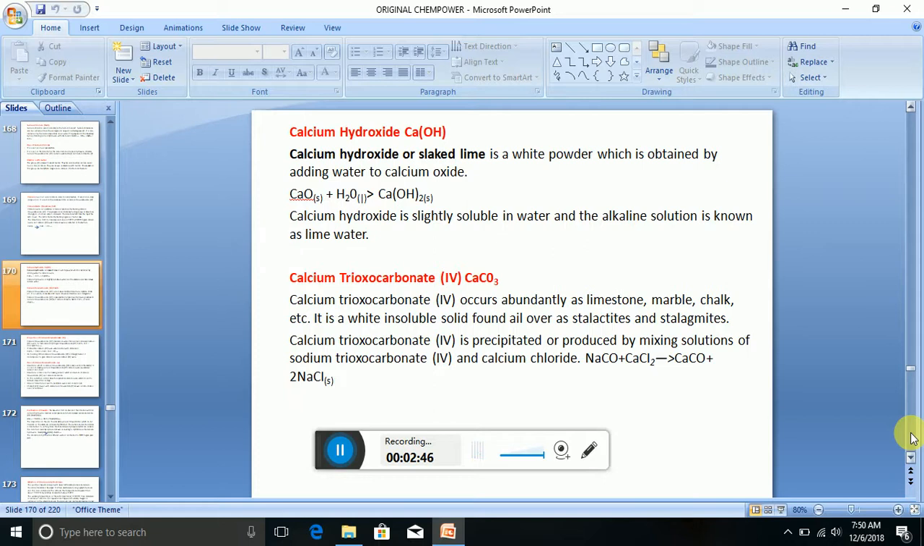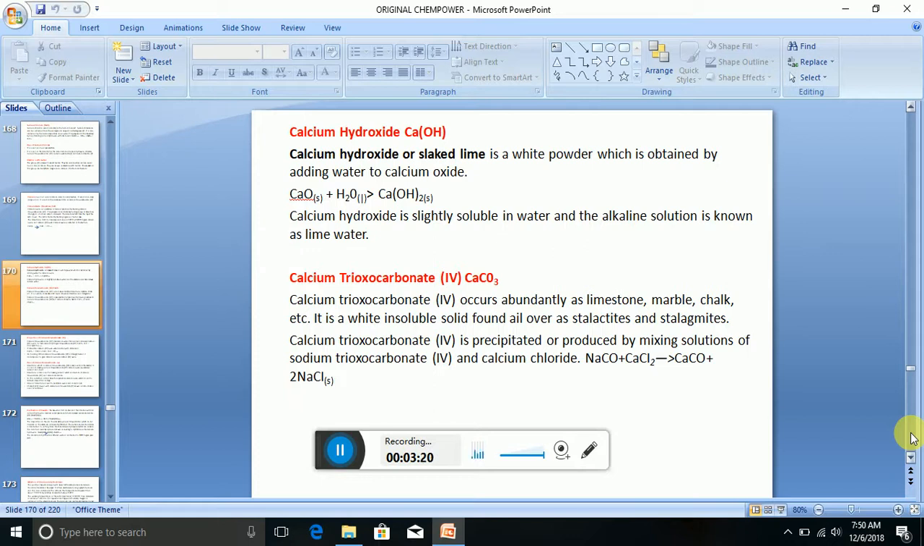Another compound of calcium is calcium hydroxide. Calcium hydroxide, also called slaked lime, is a white powder which is obtained by adding water to calcium oxide. Calcium hydroxide is slightly soluble in water, and the alkaline solution is known as lime water.